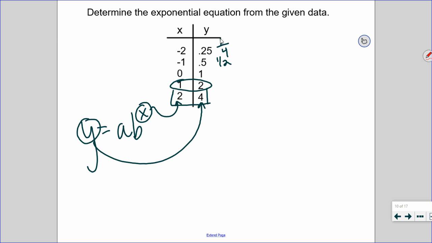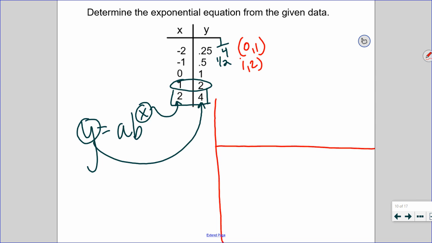Did anybody pick the 0 point? If you pick the 0 point, it makes it nice. It automatically gives you the a value. If you don't pick the 0 point, it's totally fine. You're still going to be able to solve it. It's just going to be a little more work. Okay, so I'm going to do it 2 ways. I'm going to pick the 0 point, and I'll pick 1, 2.